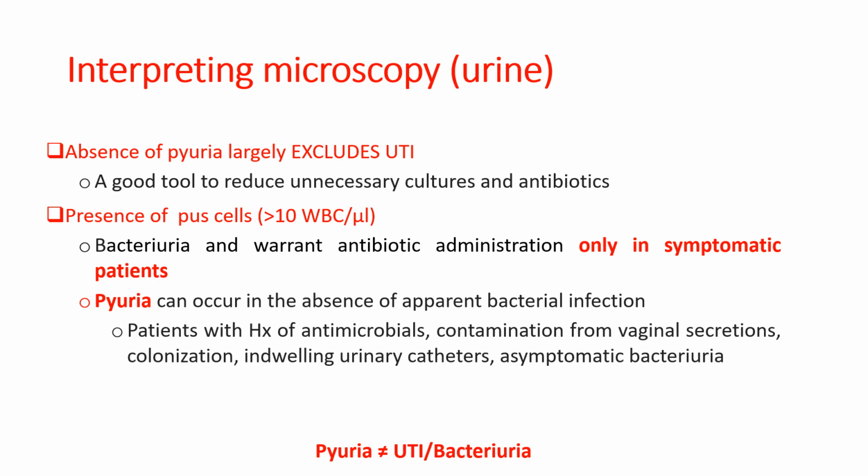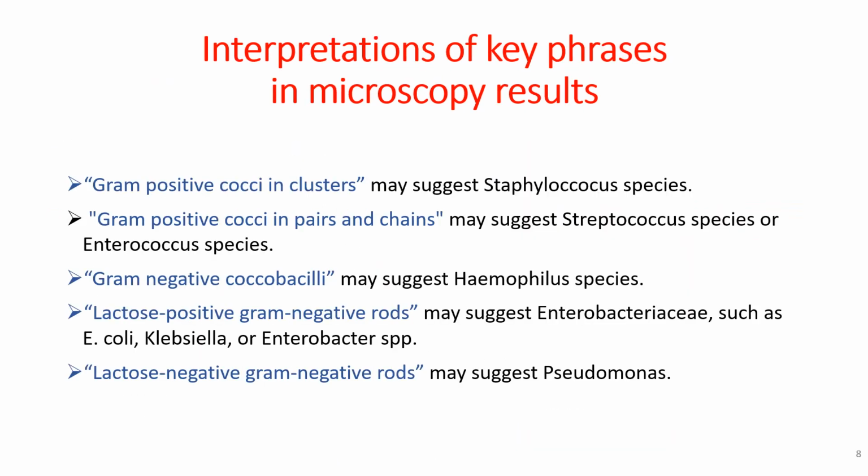So the presence of pus cells or their absence doesn't mean it is UTI. It needs to be interpreted cautiously in accordance with the clinical conditions. Let us understand the key phrases that are used in microscopy results to understand the interpretation.